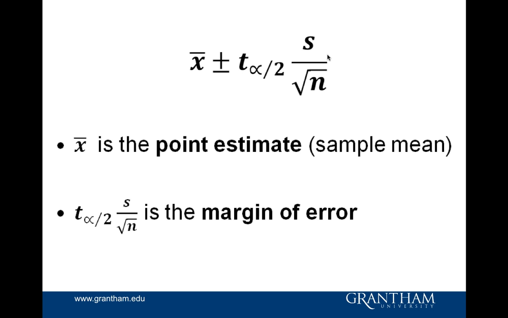So the part on the right that starts with T alpha over 2, and then you multiply that times S over the square root of N, this is referred to as a margin of error. Now, this is important because when we do this in Excel, Excel gives us two values. It returns a point estimate and it returns a margin of error. And we have to do a little bit of handwork for us to come up with the actual confidence interval.